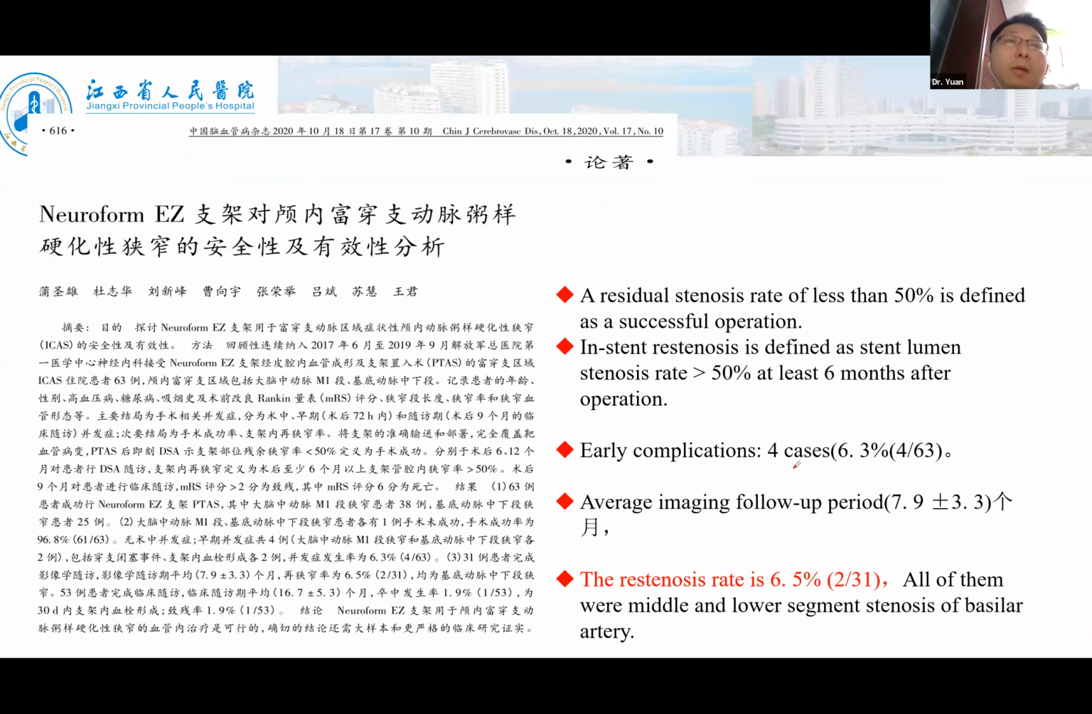So we also chose the Chinese article, which also shows that a restenosis rate of less than 15% is defined as a successful operation, and in-stent restenosis is defined as stenosis of more than 15% at least 6 months after operation. Early application means that there were 4 cases, which is 6.5%. The average imaging follow-up period is 7.9 and 3.3. The restenosis rate is 6.5%. All of them were in the lower segment stenosis of the basilar artery.